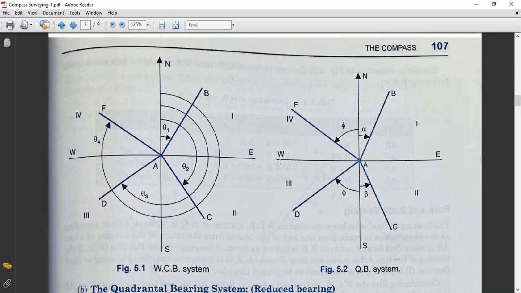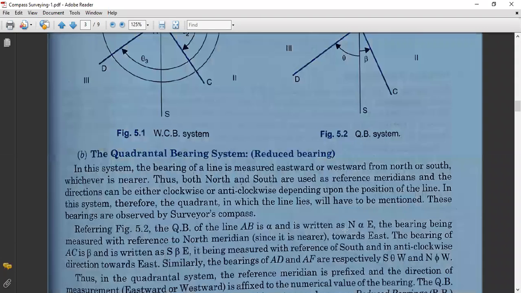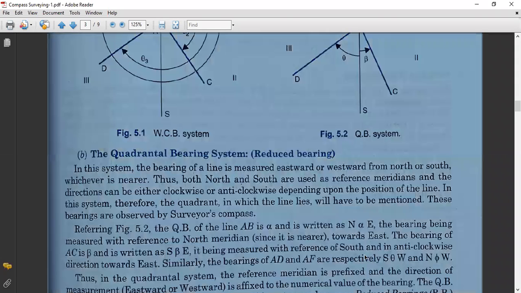So always north or south shall be the first letter, and next will be the bearing. It may be alpha, beta, theta or phi, and next will be towards eastward or westward, that you have to write here. How to write the quadrantal bearing is towards eastward or westward from north or south, correct?